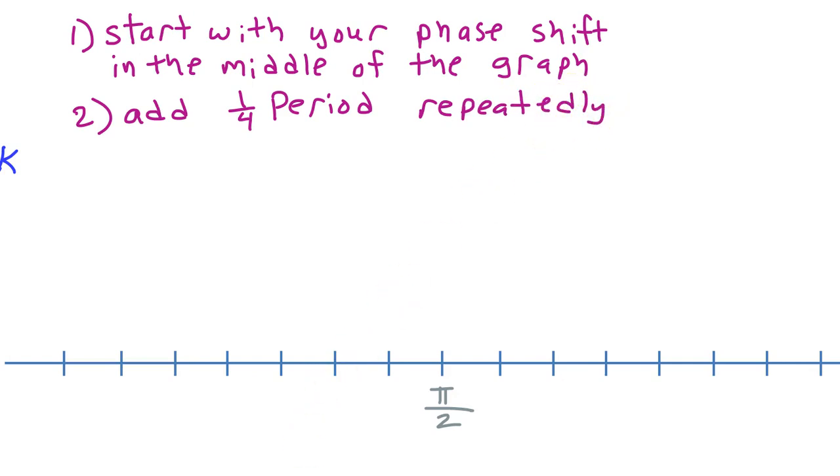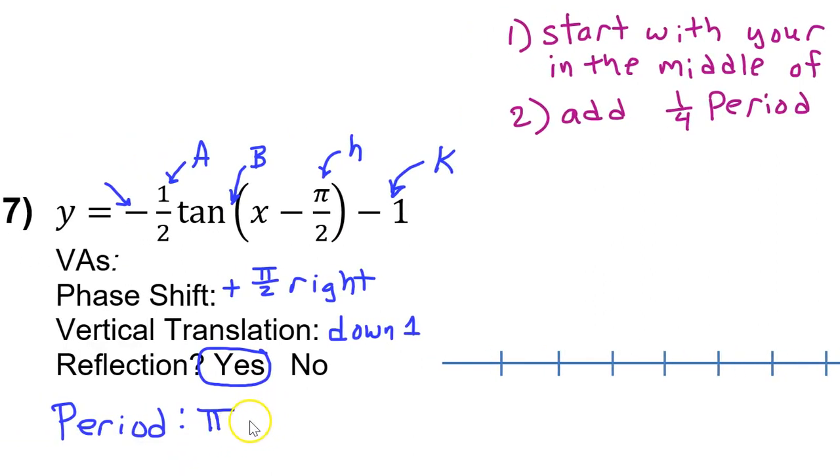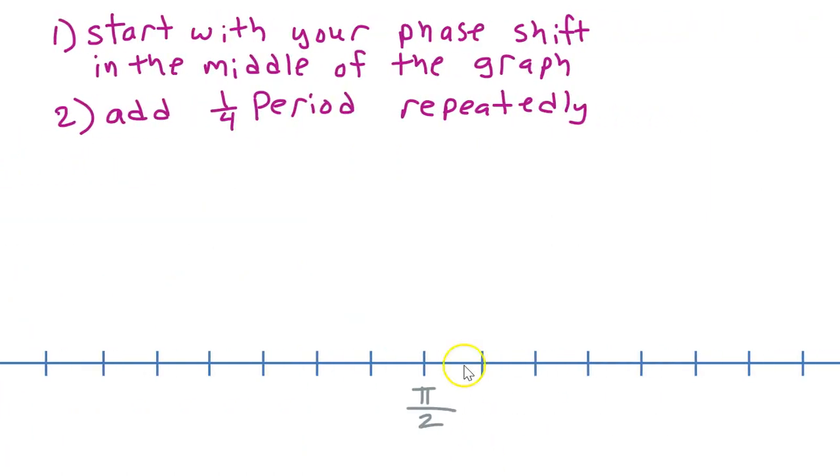Okay, so what do I mean by that? Well, the period is pi. So what is 1/4 of the period? All right, well, 1/4 of pi would just be pi over 4. So pi over 4 is 1/4 of the period. So that is what we're going to be adding repeatedly.